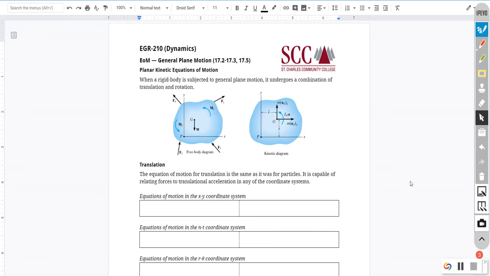Hello, and welcome to sections 17.2 through 17.3, as well as 17.5. In these sections, we're going to be looking at the general plane motion of a rigid body.